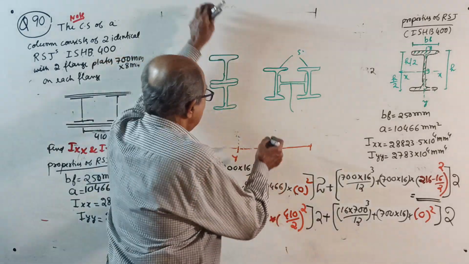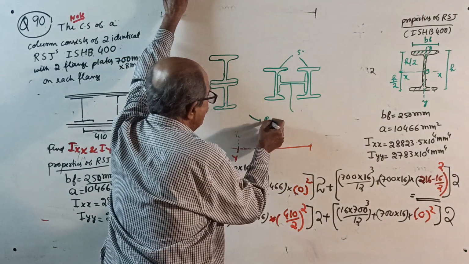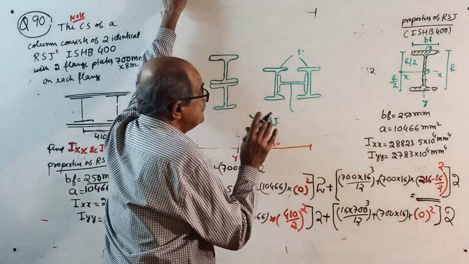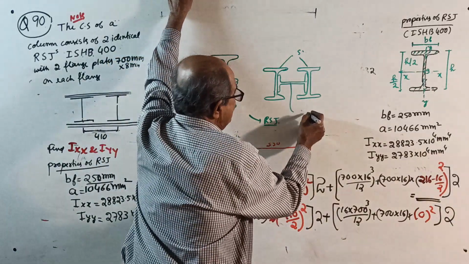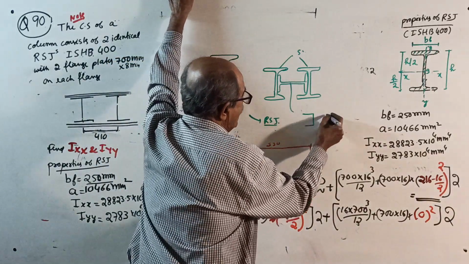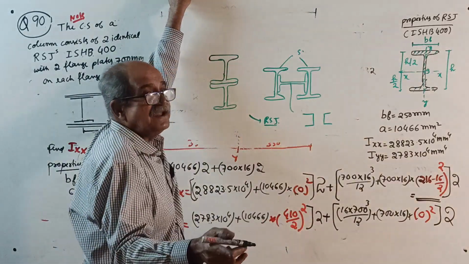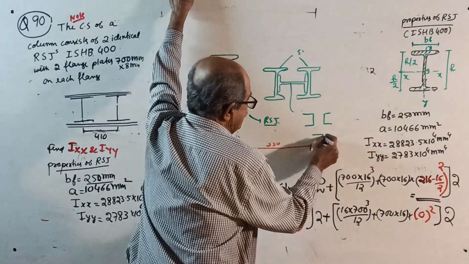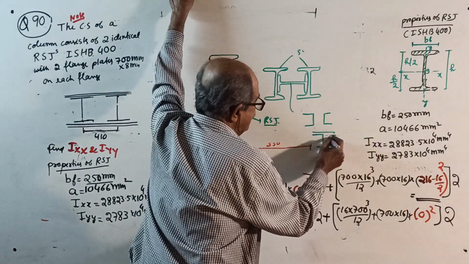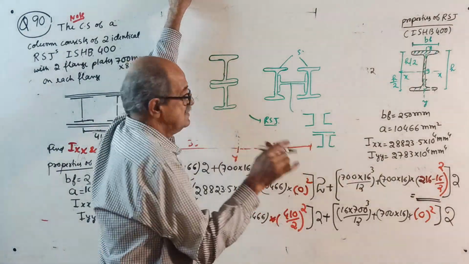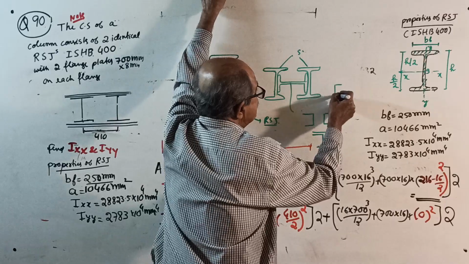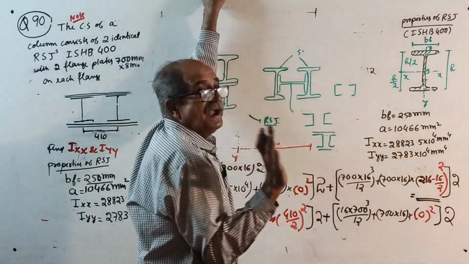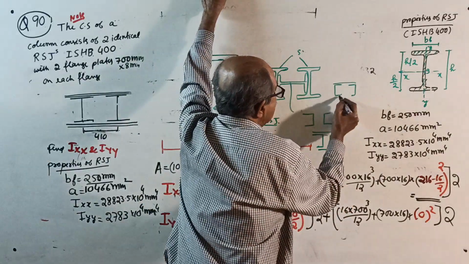I will think if something more is there when RSJ is used. Once the RSJ is over, then I will go for channel section. See, two channels placed back to back without flange plates. Then two channels placed back to back with the flange plate, once only on one side, then on both sides. Then two channels placed face to face without plate, then with the plate.